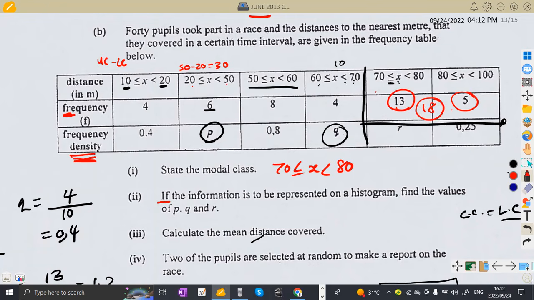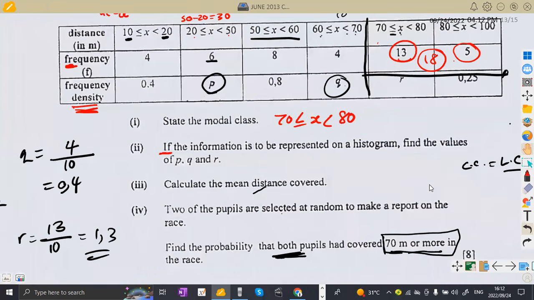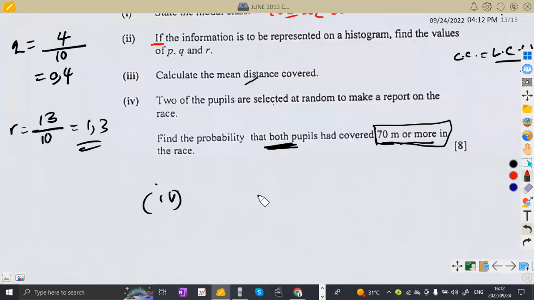Since we picked 2 students, the first one that we pick is going to be 18 over the total. Remember, our total was 40. But the moment we pick the second one, it means out of the 18, we have taken 1 student, so we're now remaining with 17 of them. Also, the total is going to be affected. There were 40 of them, now they are 39. So that is the information, guys.